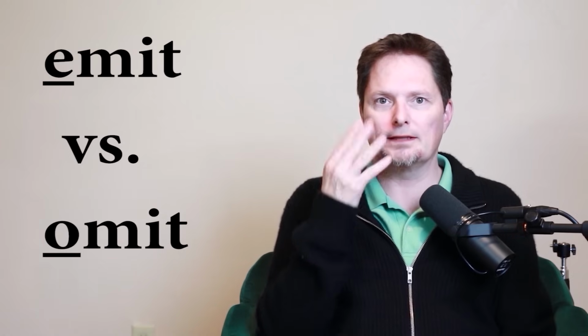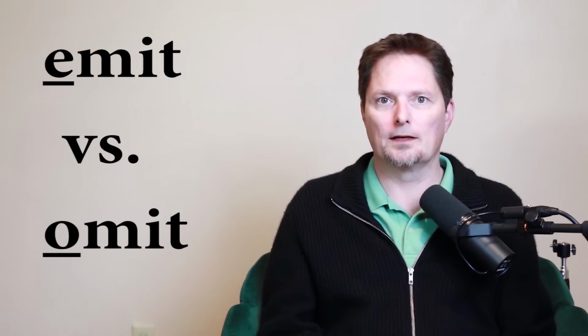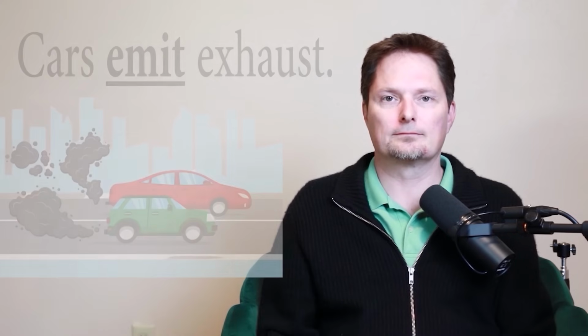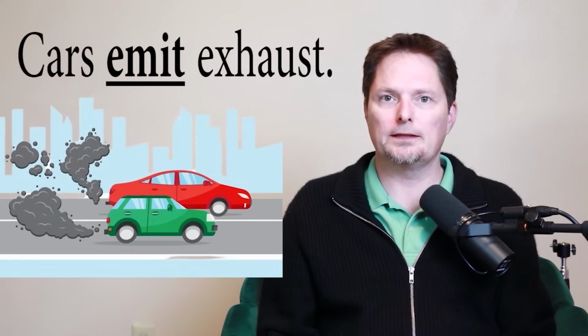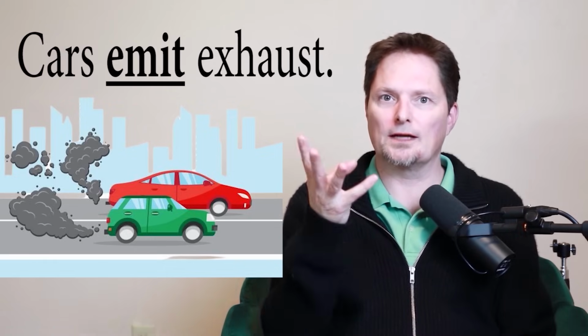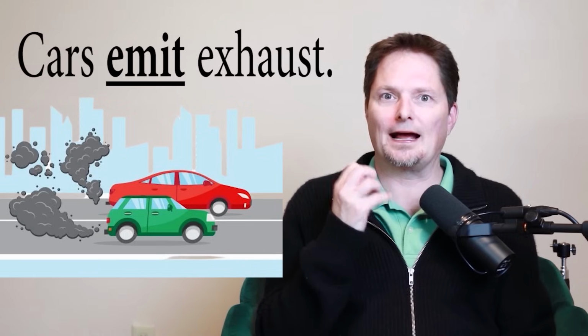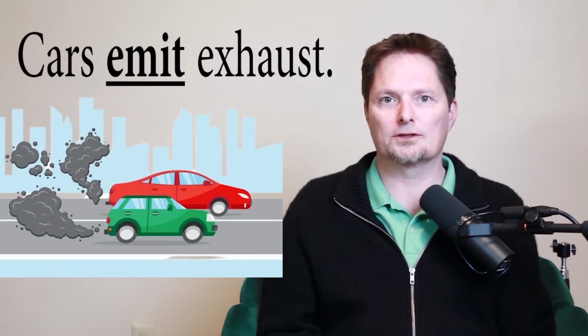These are two different words. Emit, you emit sounds. They come out. You produce them. And omit means to remove them, to take them out. Example: cars emit exhaust. They emit fumes. They produce them. It comes out. That's emit. The exhaust comes out of the car. The car produces the exhaust. So we use the verb emit. Cars emit exhaust. Let's practice. Do cars emit exhaust?